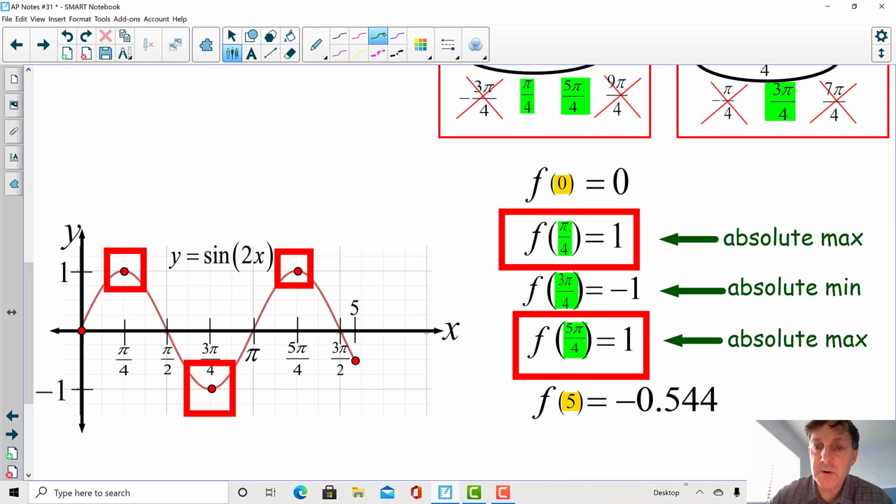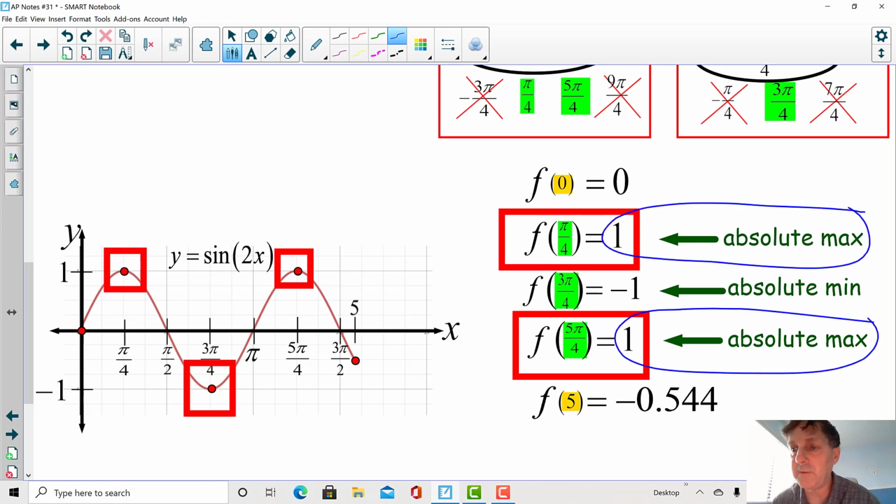Okay, so now we're at the end of our problem. We found our critical numbers. And we're also going to use our endpoints. We plug them into our original function and just see how big they are. The biggest one is going to be your max. So we have 2 absolute maximum values, and we have 1 absolute minimum value. In this case, the endpoints didn't give us anything.